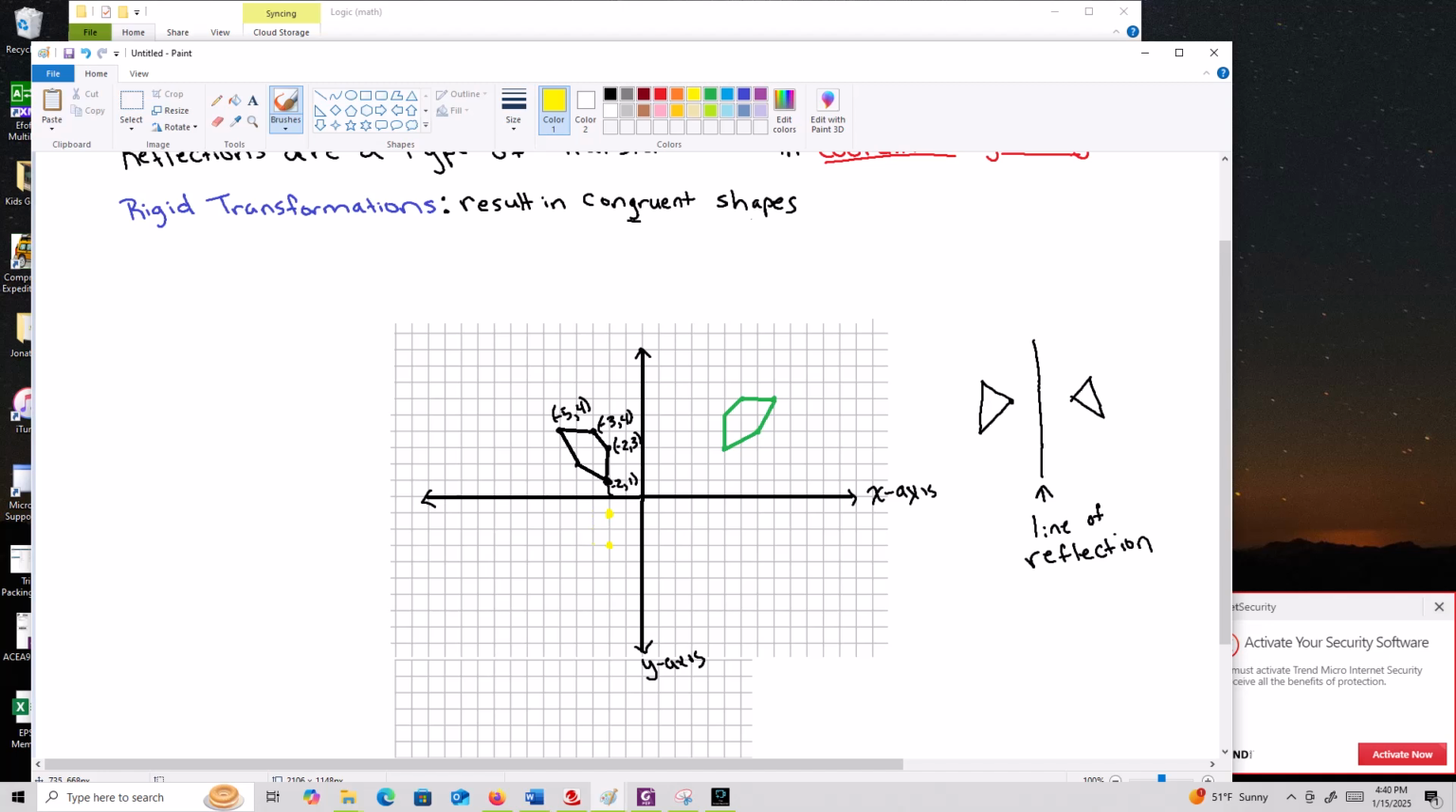1, 2, 3, 4. Here, this is -5, 4. We're going to stay at -5, but we're going to go 1, 2, 3, 4, down to -4.